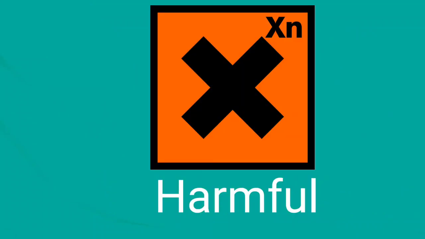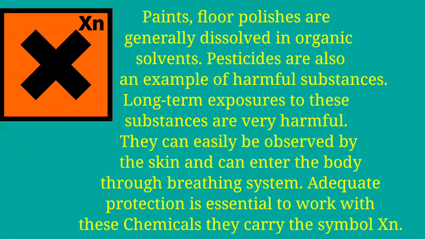Number eleven, harmful. Harmful substances include paints and floor polishers, which are greatly dissolved in organic solvents. Pesticides are also examples of harmful substances. Long-term exposure to these substances is very harmful. They can easily be absorbed by skin and can enter the body through the breathing system. Adequate protection is essential, and you have to use gloves and masks to work with these chemicals. They carry the symbol Xn.